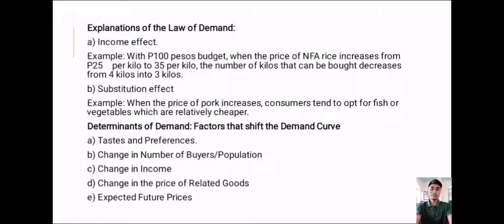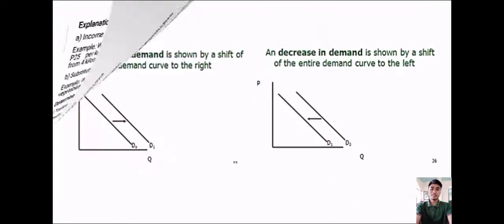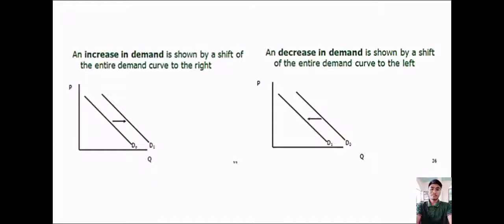Determinants of demand. These are factors that shift the demand curve: tastes and preferences, change in the number of buyers or population, change in income, change in the price of related goods, and expected future prices. An increase in demand is shown by shifting the entire demand curve to the right. So this is the decrease in demand.